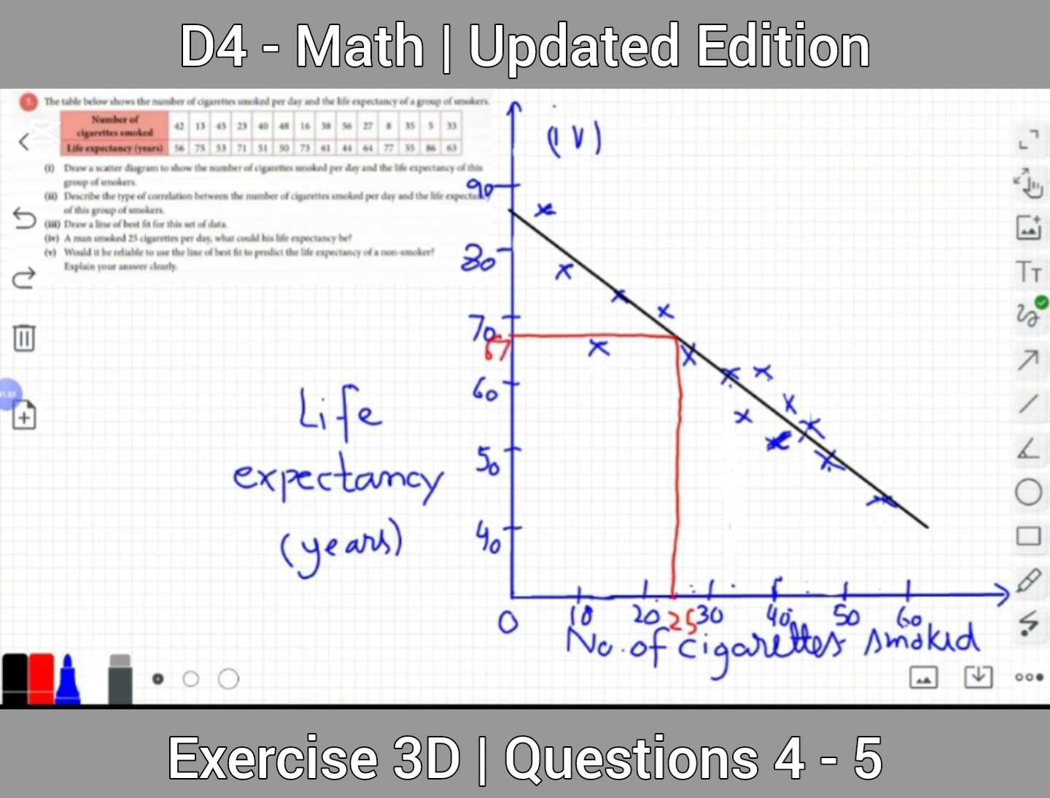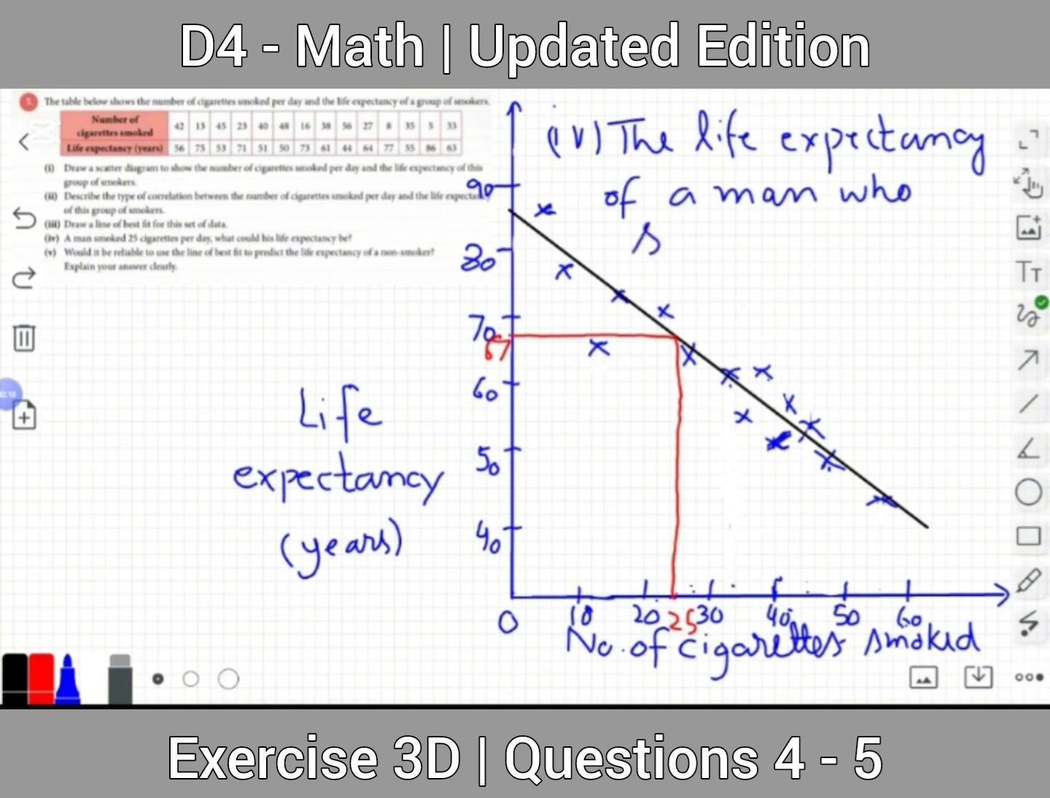So using the line of best fit on the scatter diagram, the life expectancy of a man who smoked 25 cigarettes per day is equal to 67 years.